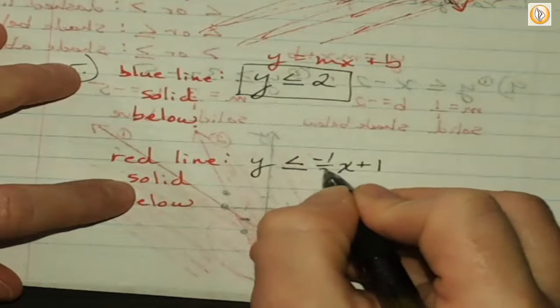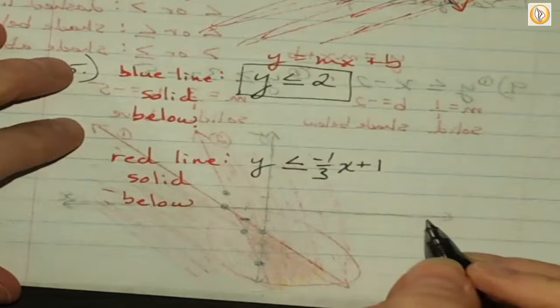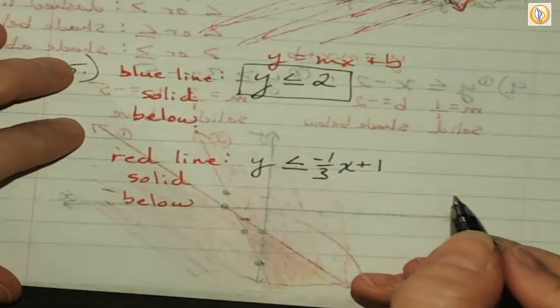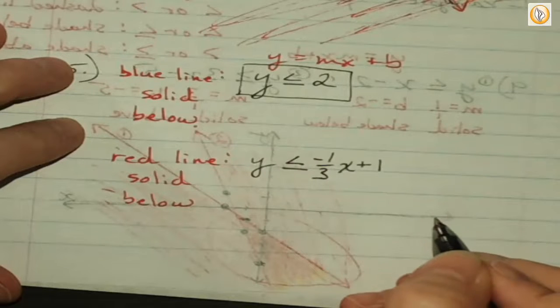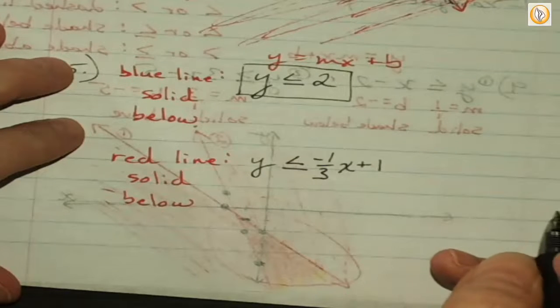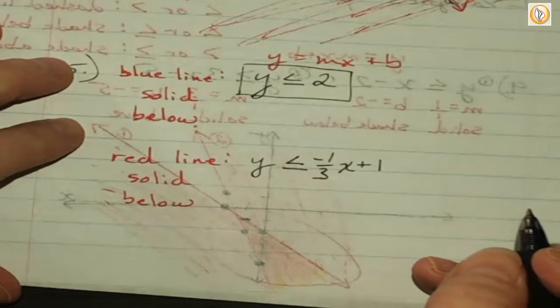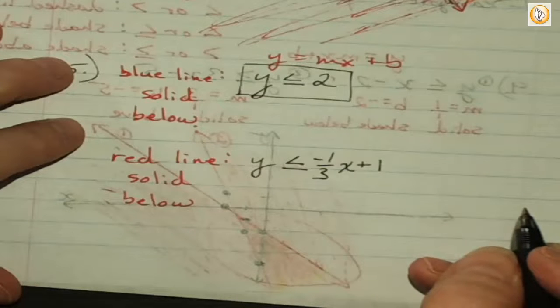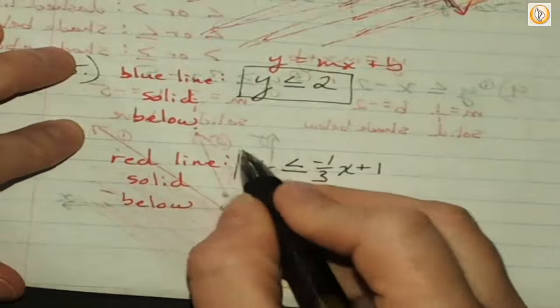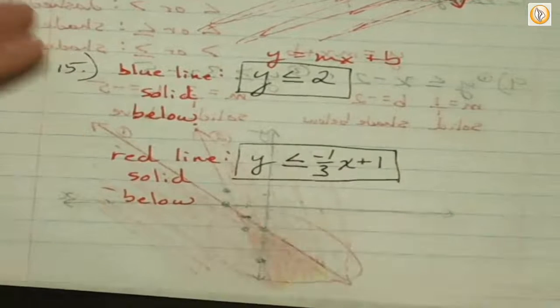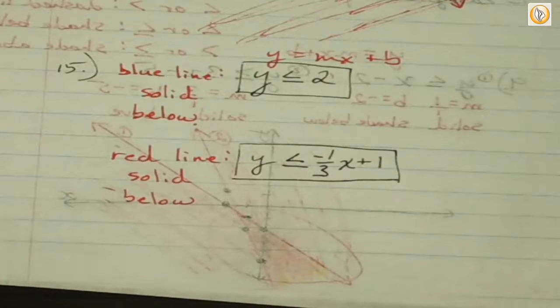It's -1/3, because if you look at the y-intercept, it starts at 1, it goes down 1 and to the right 3. Does everyone see that? If you don't, you need to raise your hand. Okay, there's your second answer. That's what they're looking for. Any questions?